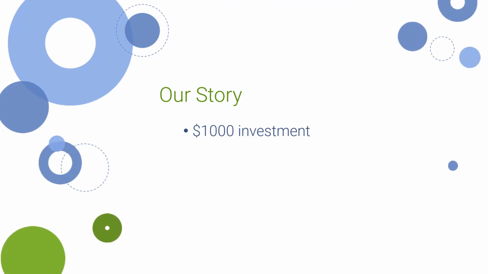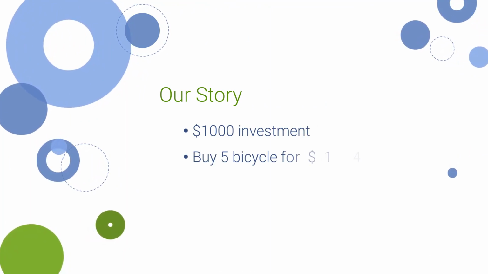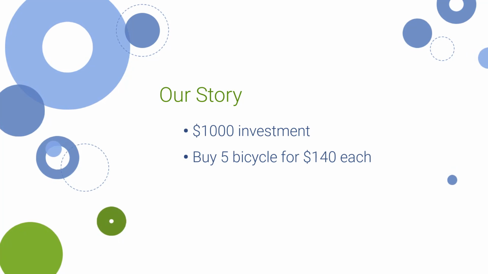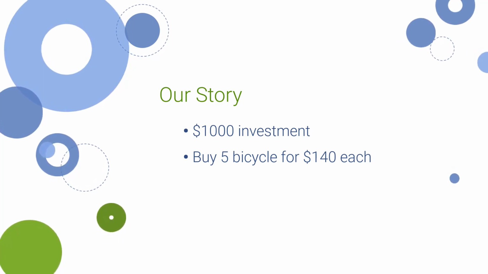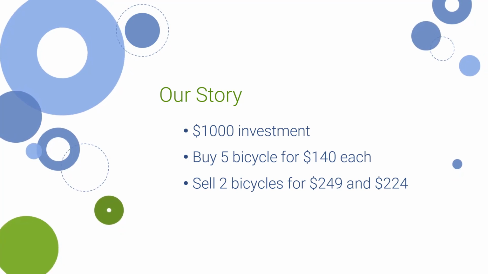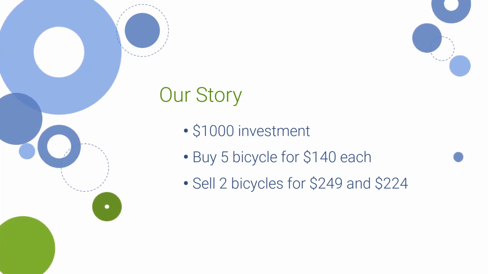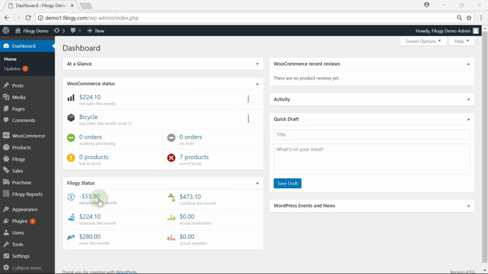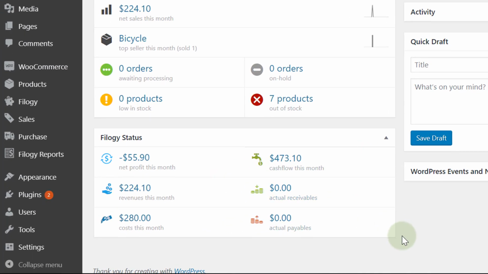Let's summarize what has happened so far. You had a $1,000 investment. Then you bought 5 bikes. The average purchase price was $140. Then you sold 2 bikes of these 5, one at normal, the other at a discounted price. The WordPress dashboard instantly shows you the most important information. You can click on any of these for more details.